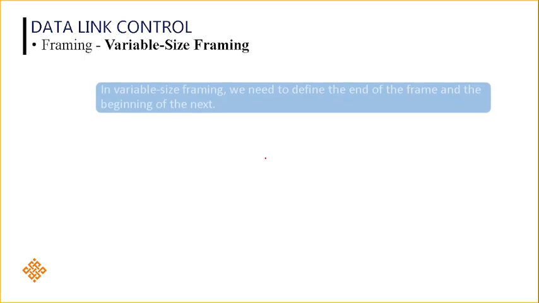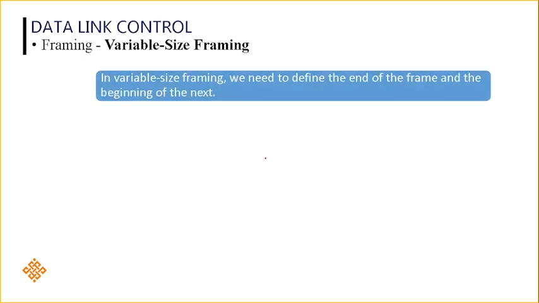Coming to variable size frames, we need to define the end of the frame and the beginning of the next frame, because the protocol should identify when the frame is started and when the frame is ended, as each frame will be of variable size. The first frame may be of 10 bits, the second frame may be of 20 bits. So there should be some identification or indication, a delimiter, to differentiate one frame from another.